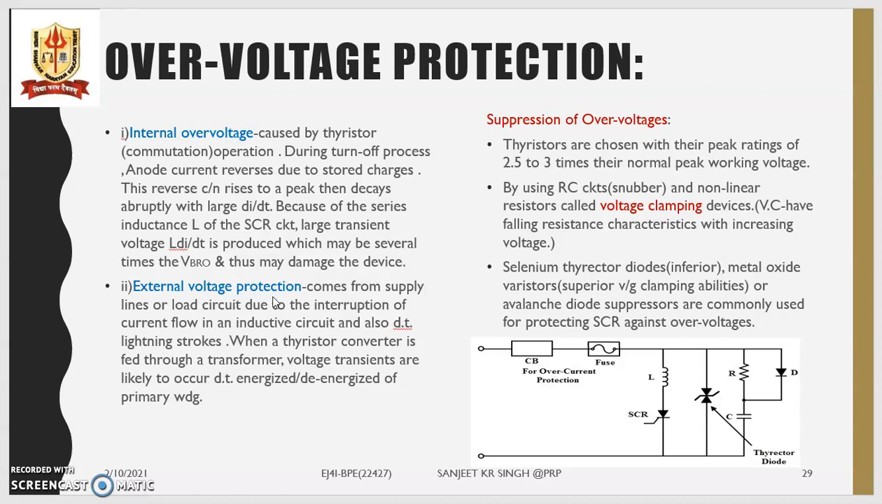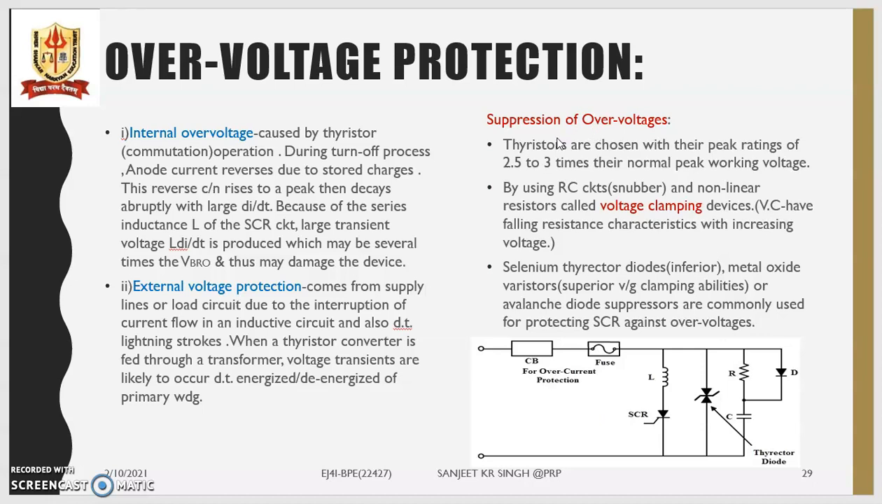External over voltage protection: over voltages come from supply lines or the load circuit due to the interruption of the current flow in an inductive circuit, and also due to lightning strokes. When a thyristor converter is fed through a transformer, voltage transients are likely to occur due to energizing and de-energizing of the primary winding and induced to the secondary winding.